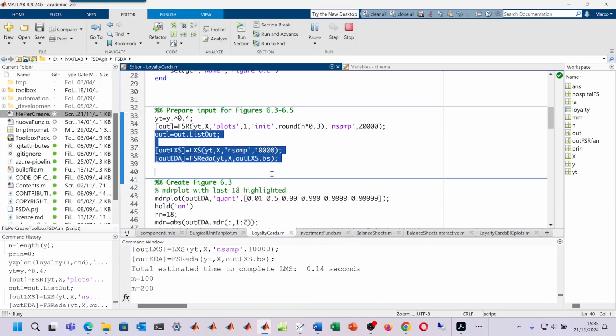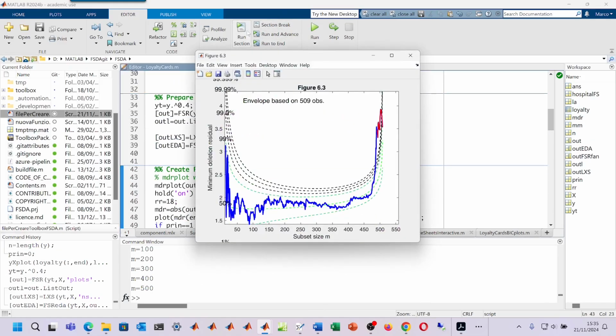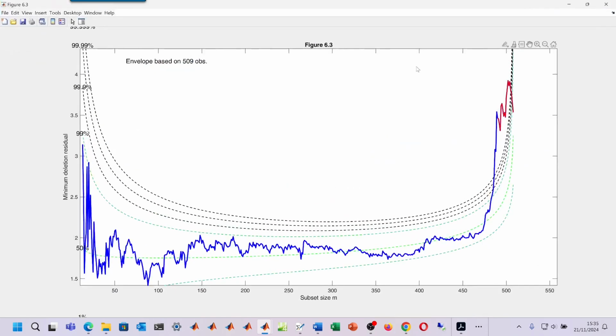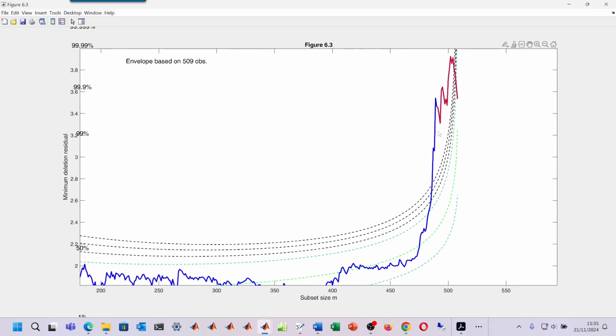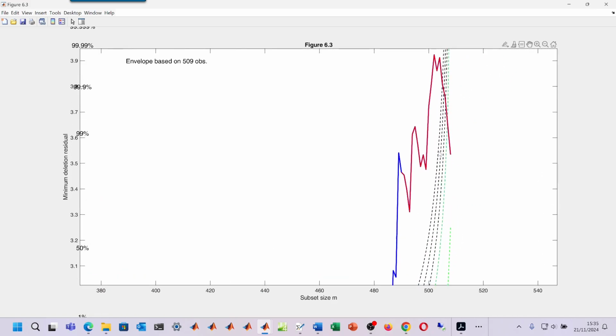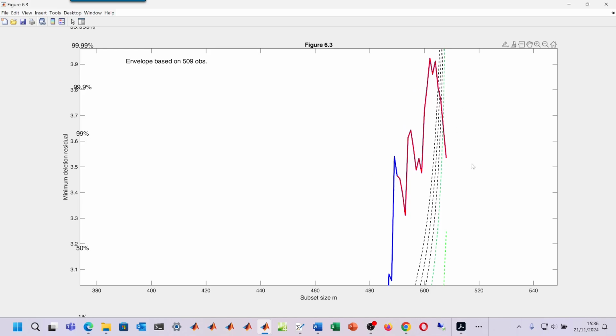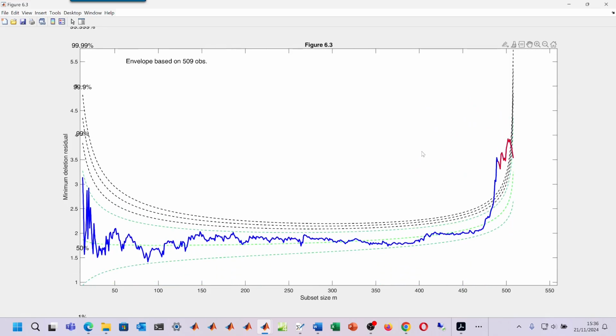Now we also show the minimum deletion residual with all the bands, and highlighted in red are the last 18 steps where the 18 outliers enter the search. Notice that at the end there is the masking effect. At the end, the trajectory of the minimum deletion residual is inside the bands. Therefore, once again, a backward analysis could suffer from masking.